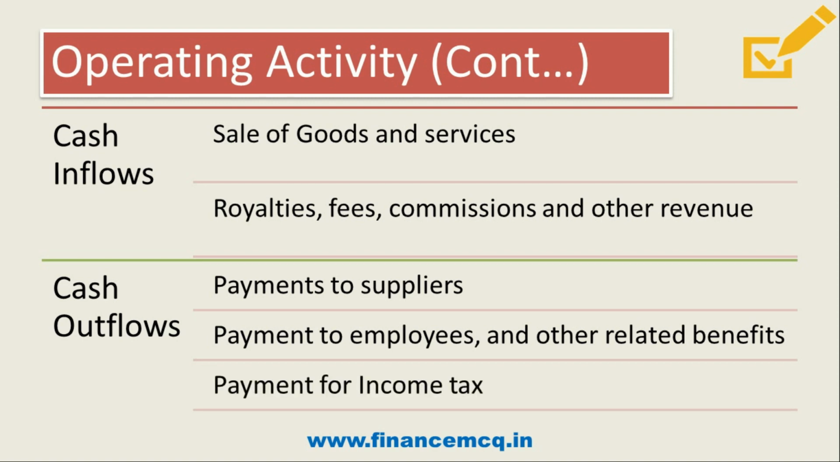And then you have payment for income tax. Say whatever the sales you have made and income you have earned from your operating activity, the taxes you are paying on that will be part of your operating activity cash outflow. So these will be the overall inflows and outflows items of cash from operating activity. So I hope it is clear. Now let's move on to our next point.